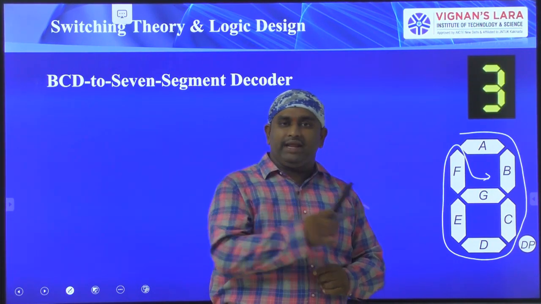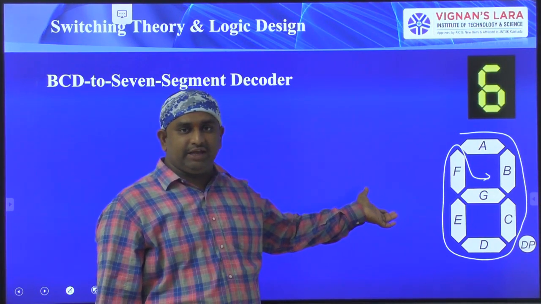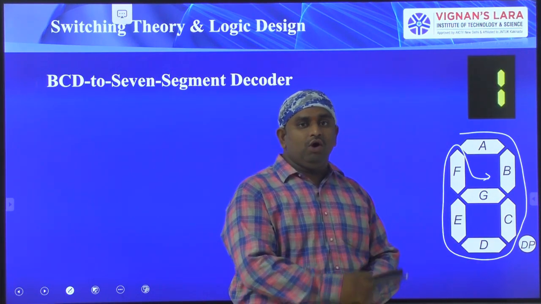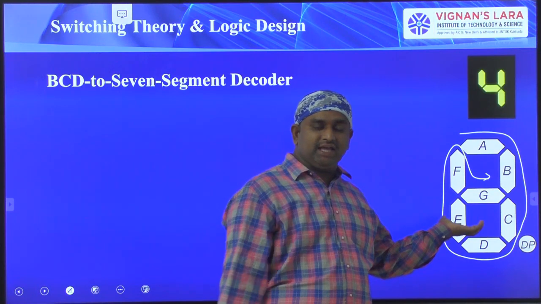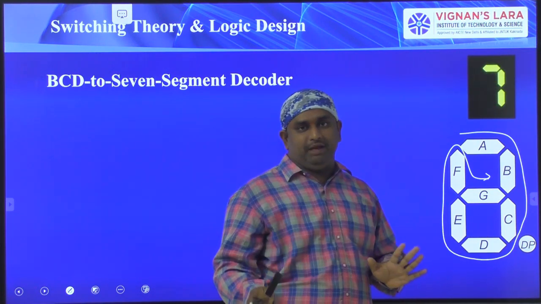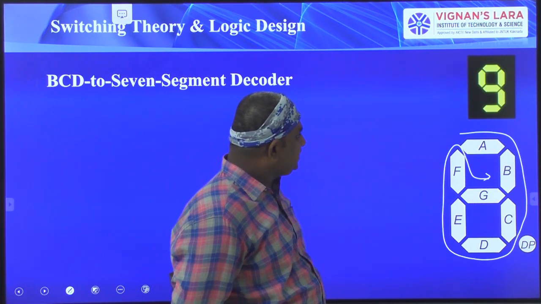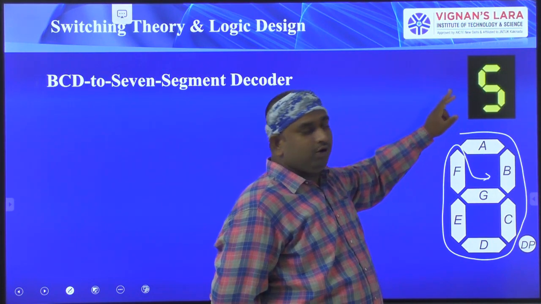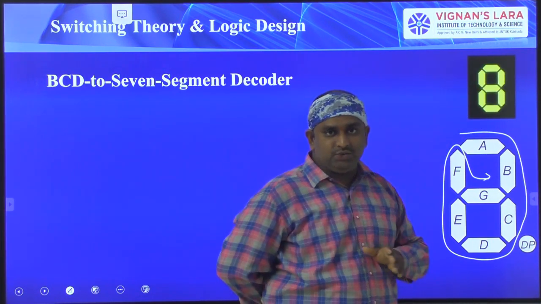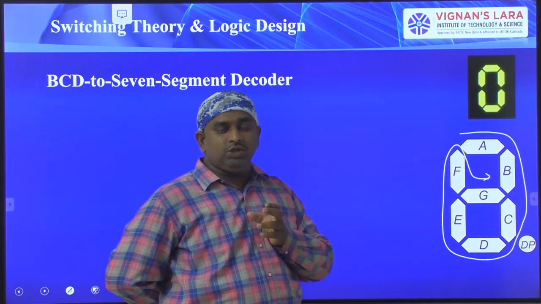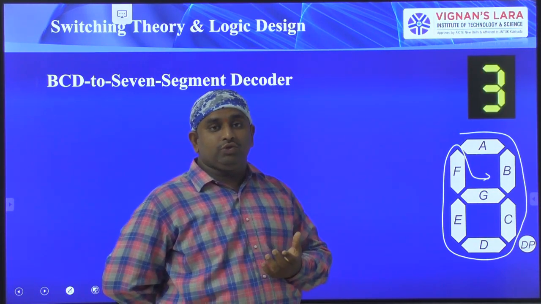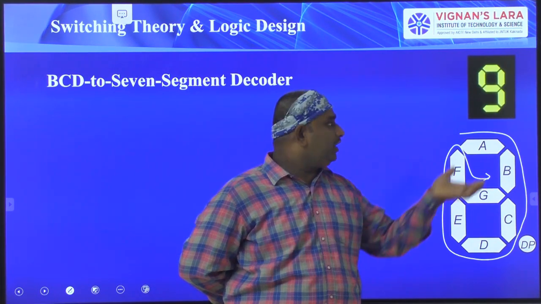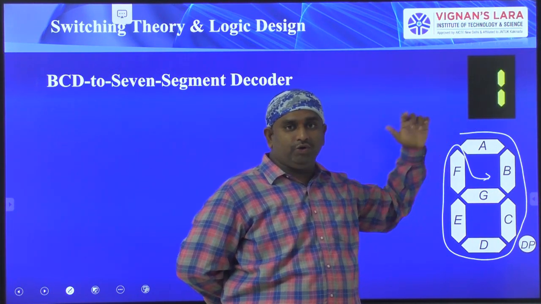When I give a decimal input, which LEDs does it have to glow? For example, if you are representing 0, here totally 7 LEDs are placed to display a number. Here 0 is displayed using 6 LEDs. In the remaining place we have a diode, but it is not glowing. Those LEDs which are glowing, those LED combinations represent different symbols, numerals 0 to 9. The remaining LEDs are in the off condition.